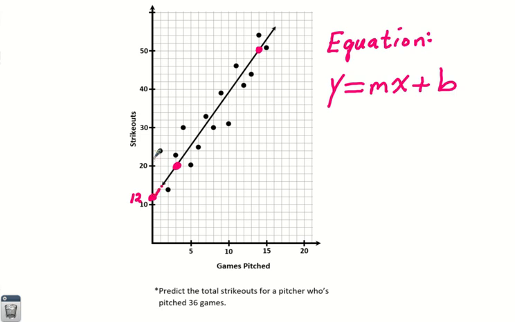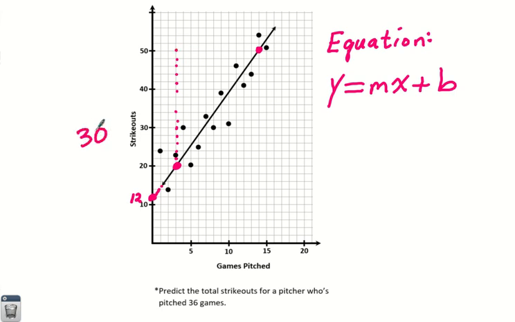Remembering that this goes by twos. It's not 1, 2, 3, 4, 5. It's actually 2, 4, 6, 8, 10, 12, 14, 16, 18, 20, 22, 24, 26, 28, 30. So my rise is 30.